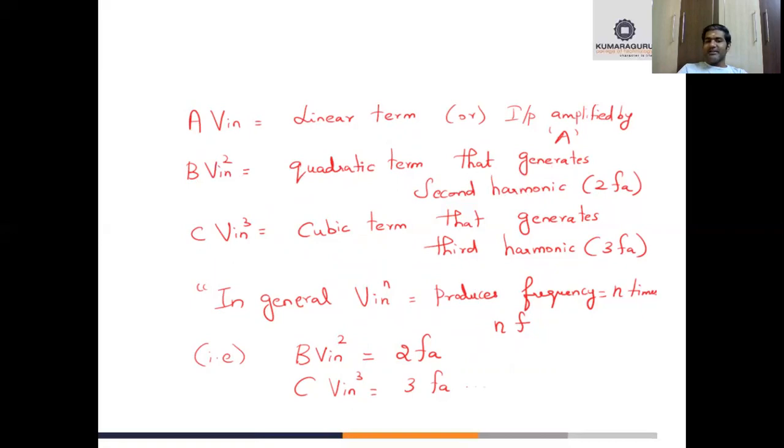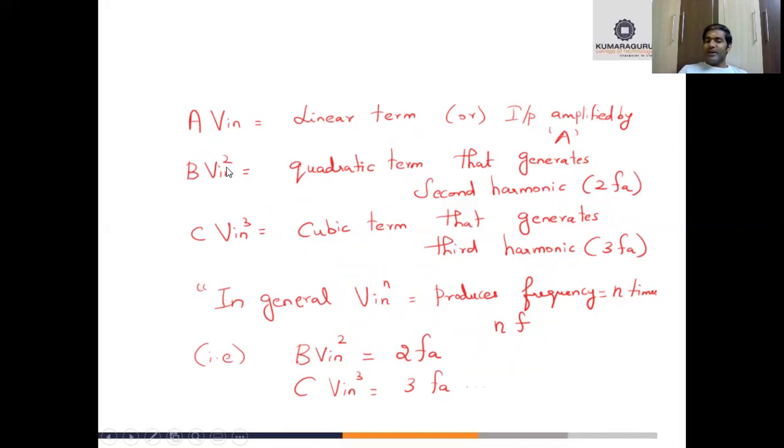So here, what we are going to analyze is, your B V in square will have its frequency at 2 times FA. Very simple. Your A into V in will have its frequency component at FA. This B into V in square, this quadratic term, the square will come to a multiple of your FA. That is how you will analyze the frequency component in a quadratic term.